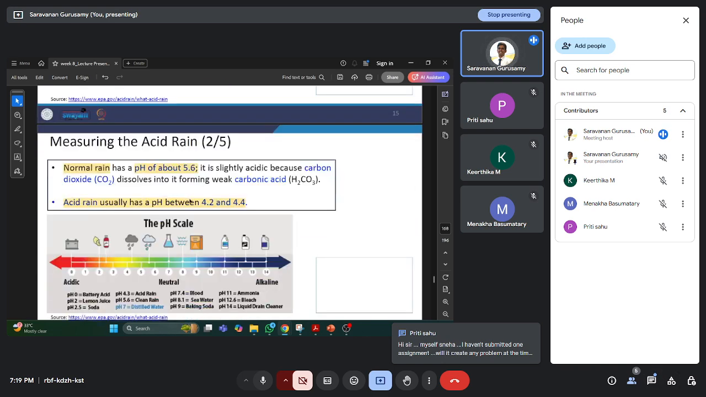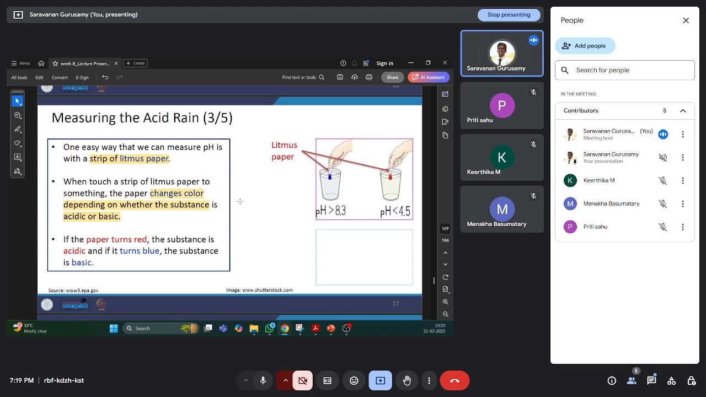Okay, then measuring the acid rain. How do we measure acid rain? Normal rain has a pH of 5.6. Why is it not 7? 7 is neutral. Because of atmospheric carbon dioxide, there is some carbonic acid formation, so the pH is reduced to 5.6. That's the rainwater pH. But whenever it becomes 4.2 to 4.4, it is called acid rain.